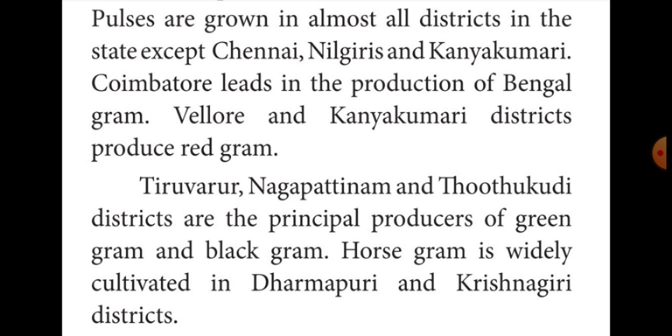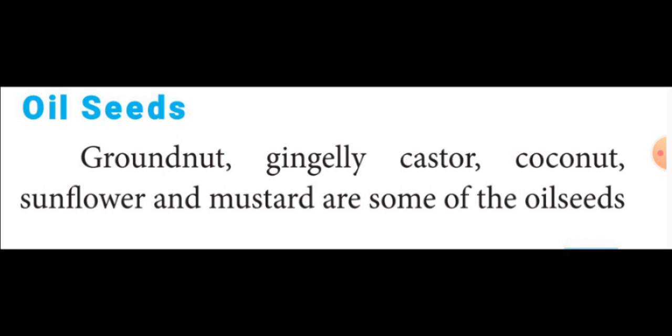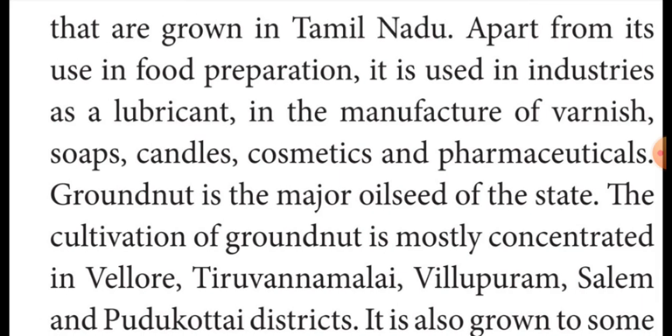Then the next important crop is oil seeds. Some of the oil seeds we all know are coconut, groundnut, gingelly, castor, sunflower and mustard. Gingelly we call ellu. Castor means amanakku oil. Mustard oil means kadugu oil. These oil seeds are mostly grown in Tamil Nadu.